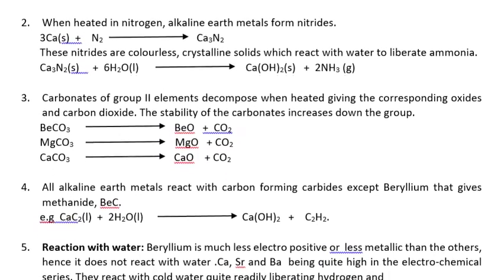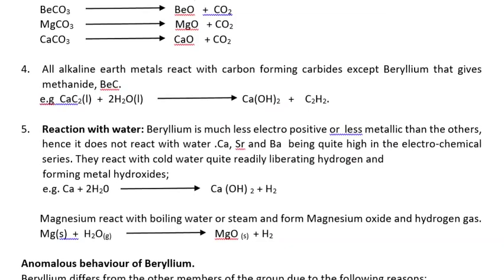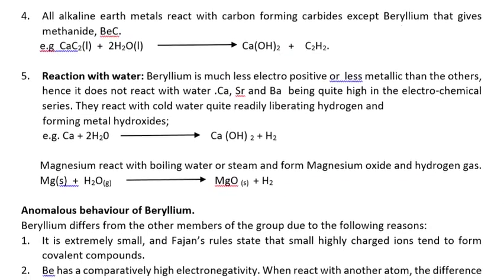Number 4, alkaline earth metals react with carbon forming carbide, except beryllium that gives methanide. So methanide is beryllium C, but other compounds they form carbide, ambayo hapa C inakuwa na mbili, that is carbide. So number 5 is reaction with water. And about the reaction with water, elements zinakuwa zina react na water, matokeo yake yanakuwa tofauti.